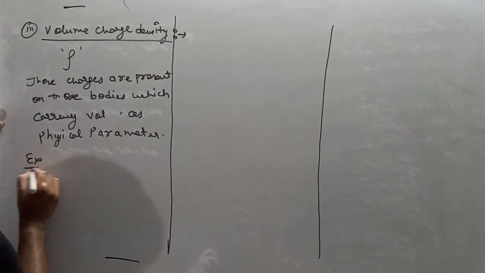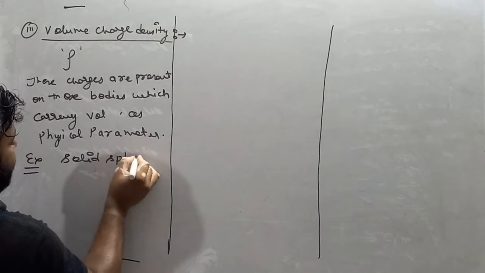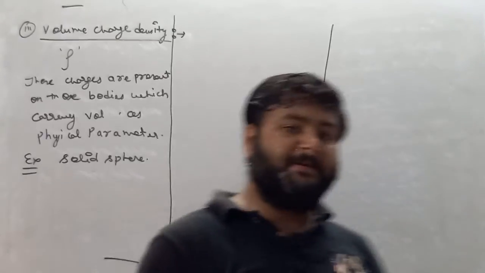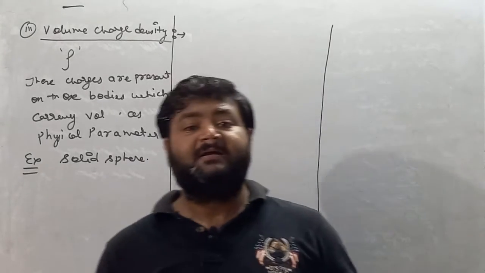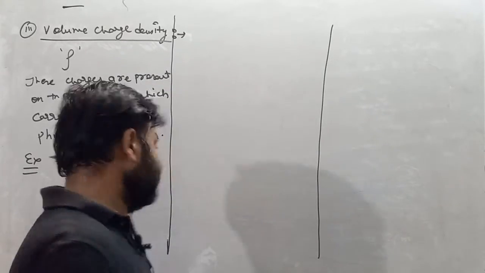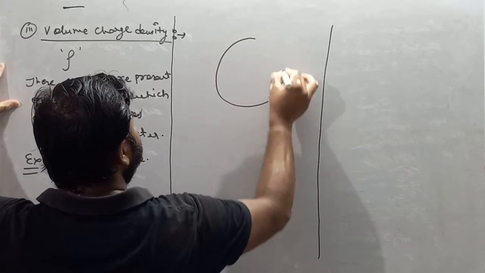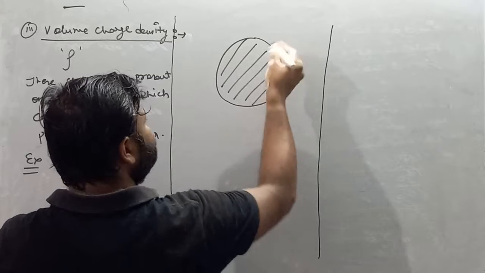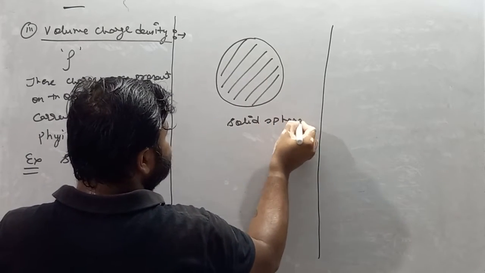For example, let's say a solid sphere. I am writing only those examples which we will encounter. So remember, we will encounter disc, ring, wire, solid sphere. These types of bodies we have to find the charges of. Now let's suppose we have a solid sphere like this. A solid sphere has an inner surface as well as an outer surface. So this is our solid sphere.